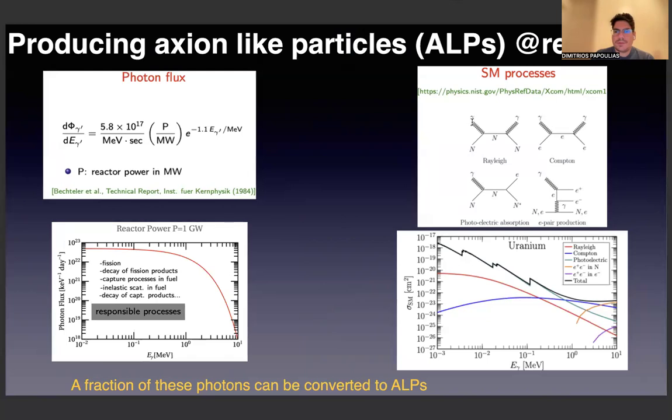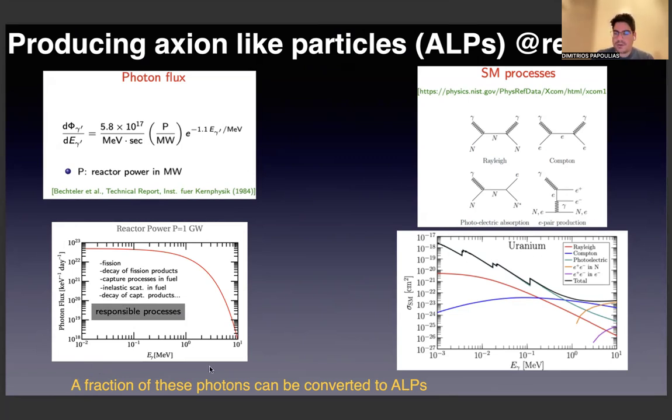So these photons, after they are produced, interact directly within the core of the fuel. So they interact with uranium, basically. They interact through various diagrams here. So there is Rayleigh scattering, Compton, photoelectric absorption, and electron pair production. You can see the various components here along with their strength. But what is important to notice here is that a fraction of these photons, which are very abundant, like I said, can be converted to ALPs.